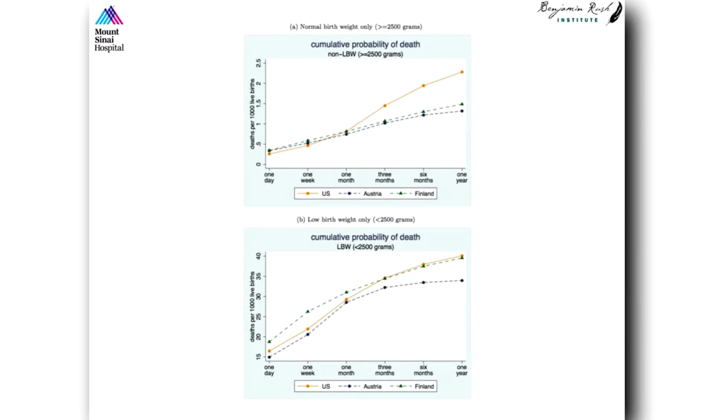In a similar vein, we'll look here at infant mortality. When you look at normal birth weight babies, the US is the orange line. These are, again, deaths per 1,000 live births compared to Austria and Finland. At 1 day, 1 week, 1 month, about the same. 3 months out, babies at home. 6 months out, babies at home. 1 year out, babies at home. And environmental influences begin to play a larger role because they're no longer in the confines of the medical system.